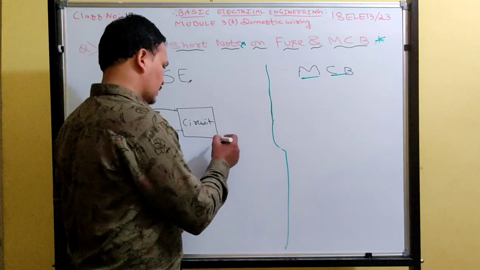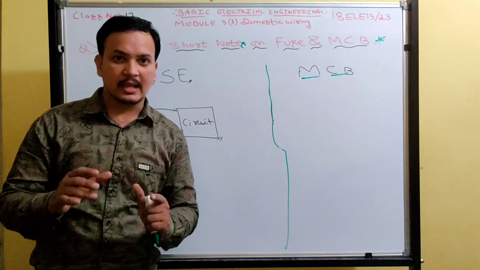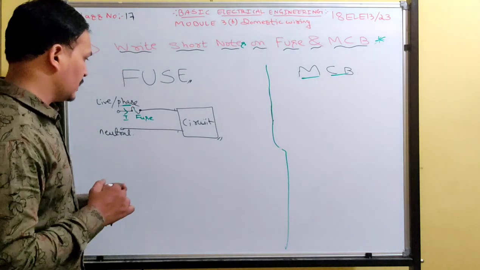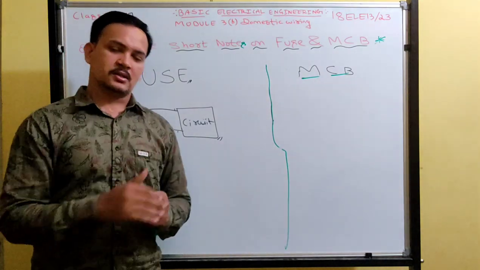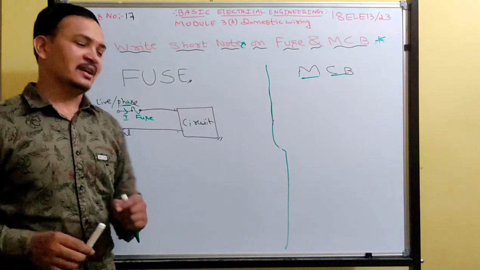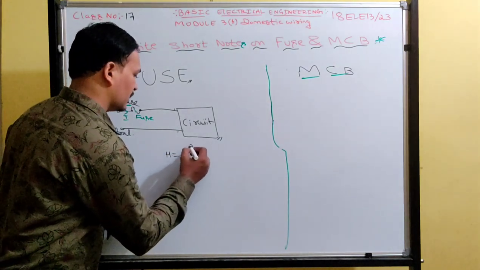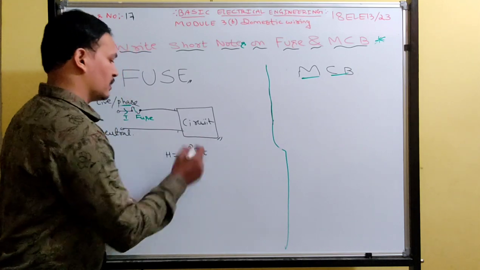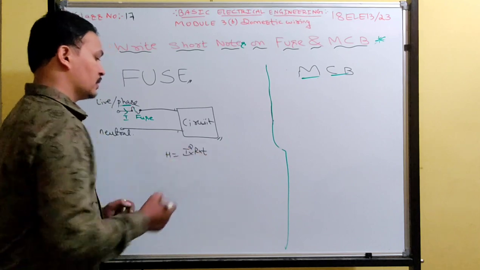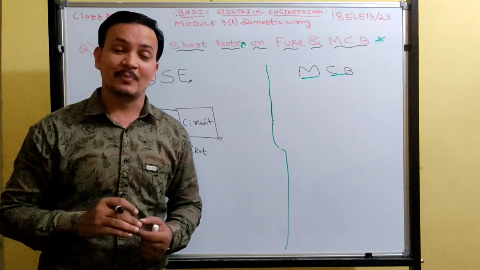Okay. And next is the working principle. On what principle does the fuse work? See, when excess current flows through the fusing element, heat is produced. What is that heat? I squared R T, that is I²Rt. So due to this excess heat, the temperature rises rapidly.